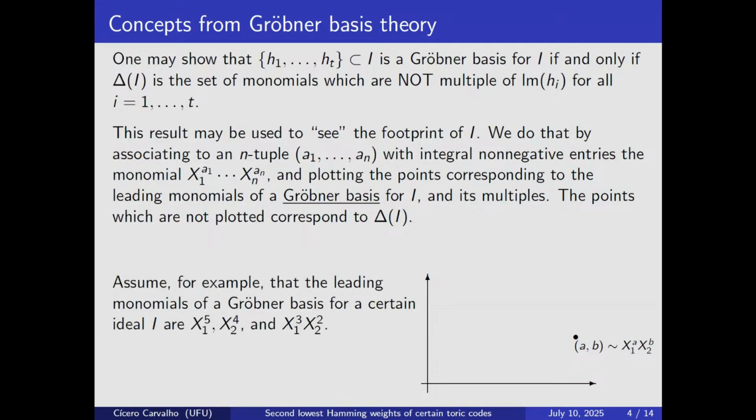So for example, assume that the leading monomials of a Gröbner basis for a certain ideal are these three monomials. We plot here the point (5,0), which corresponds to this monomial, and then all the points in this region correspond to monomials which are multiples of this monomial, simply because the first entry here is greater than 5. Then we plot the point (0,4), which corresponds to this monomial, and all the points in this region correspond to monomials which are multiples of this one. We plot the third monomial, and all the points in this region correspond to monomials which are multiples of it. So the points that are left form the footprint of the ideal. Maybe that's where the name footprint comes from. For each ideal, we have a different picture.